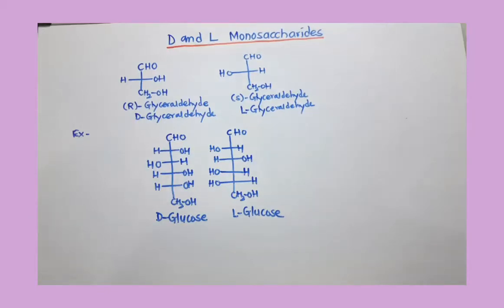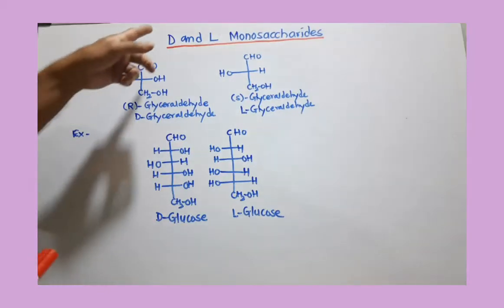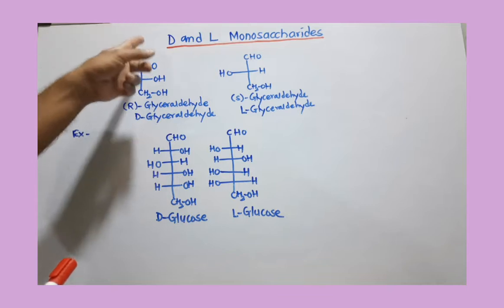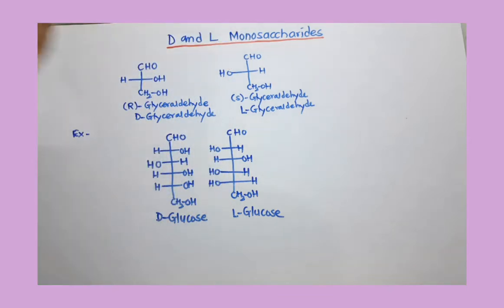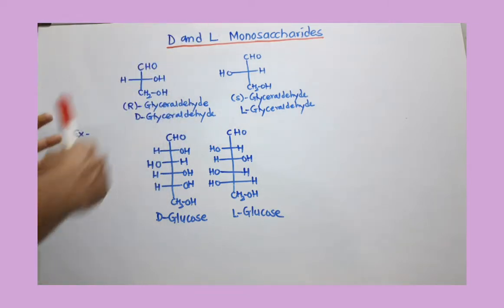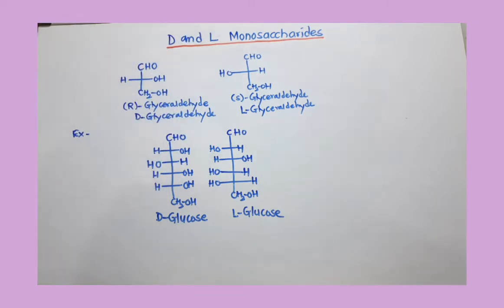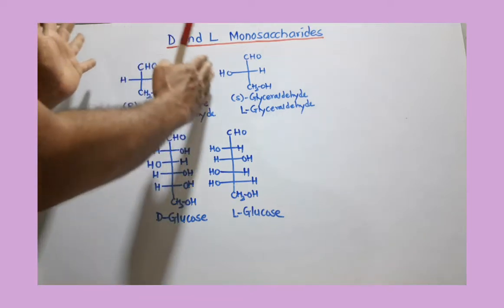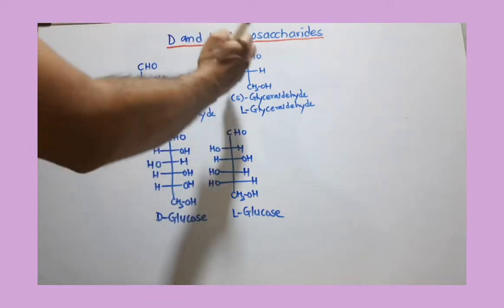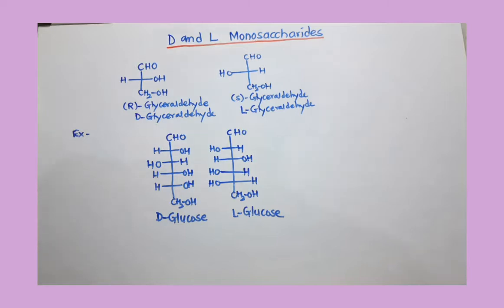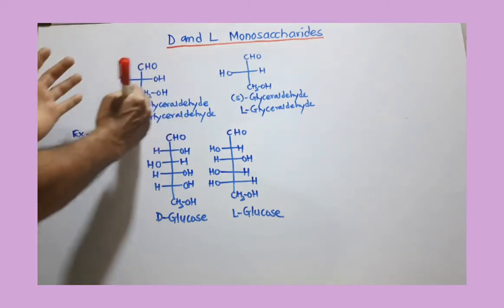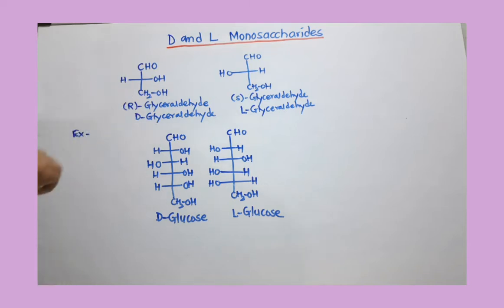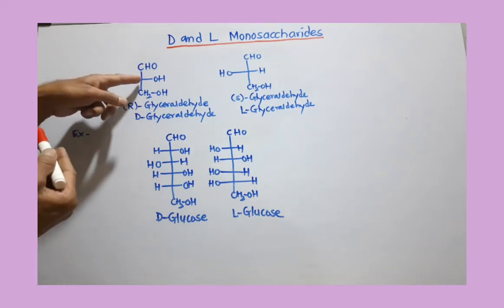D and L monosaccharides. Why are the D and L letters used for monosaccharides? That we are going to decide. Now, to understand why D and L letters are used for monosaccharides, look at the structures of glyceraldehyde. So this is R glyceraldehyde, or naturally occurring glyceraldehyde R, which has just one chiral carbon.